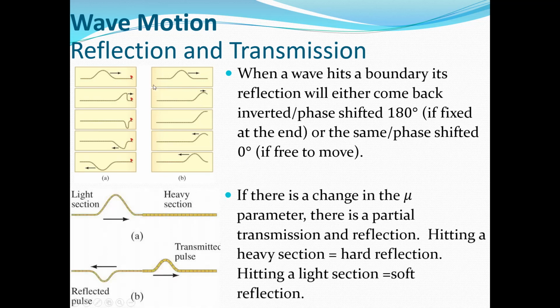Sometimes we call these hard and soft reflections. When the rope is going towards the heavy section where it starts slowing down, we call that a hard reflection, and that's when it gets inverted. Likewise, if it was going from the heavy section to the light where it starts to speed up, that would be considered a soft reflection, and it would remain upright when it reflects back. Like I said, this is definitely going to play a lot more importance, especially the phrase hard and soft reflection.